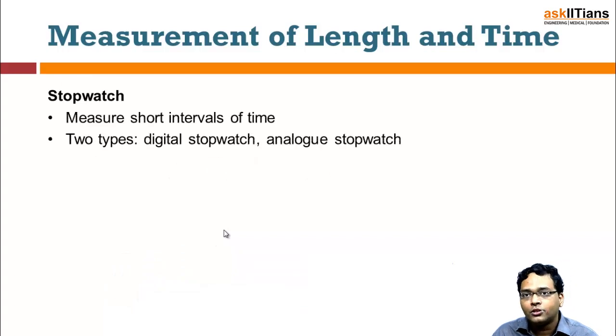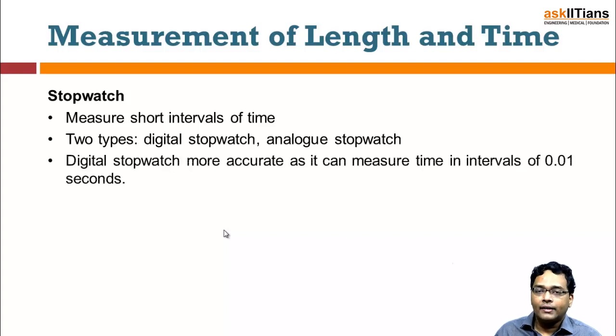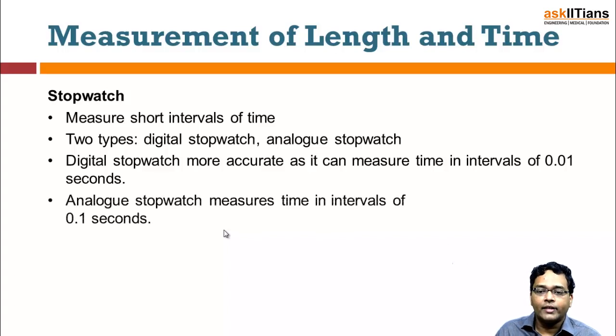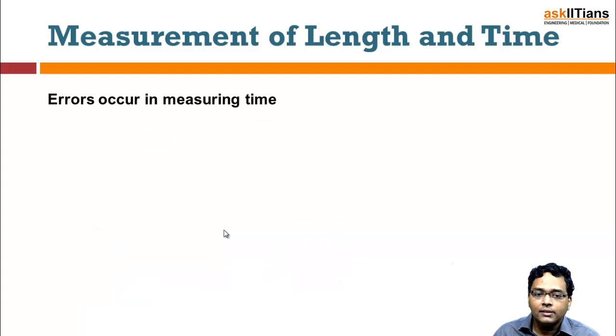Then you have the stopwatch. Stopwatch is utilized for measuring very small intervals of time. So there is a digital stopwatch, and you have an analog stopwatch. Both measure small intervals of time. A digital stopwatch can measure up to 0.01 seconds. Analog stopwatches measure time in intervals of 0.1 seconds. So this is what we have.